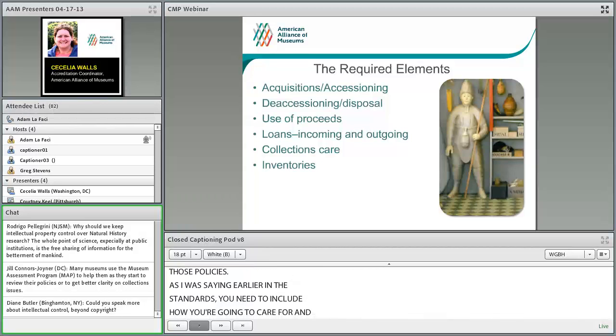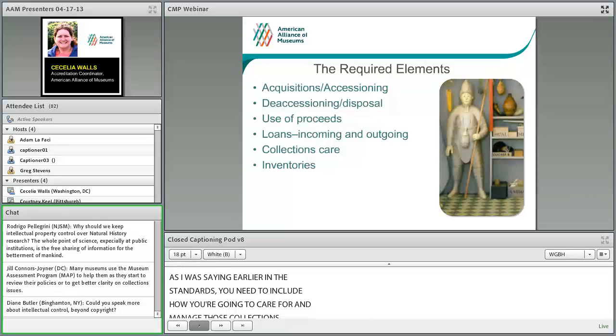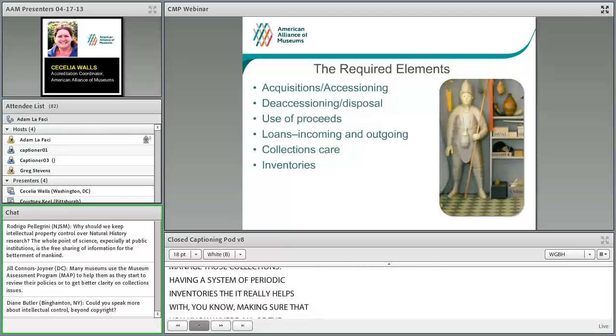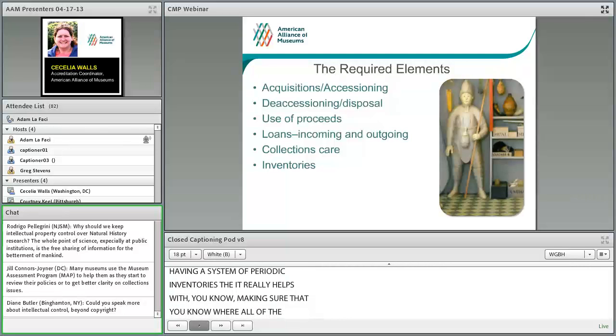Having a system of periodic inventories really helps with making sure that you know where all of the objects are, and when was the last time you did a full inventory or partial inventory of the collections, and how frequently are you going to do that? Should be included in the policy.